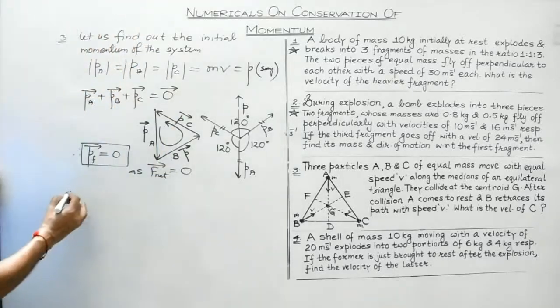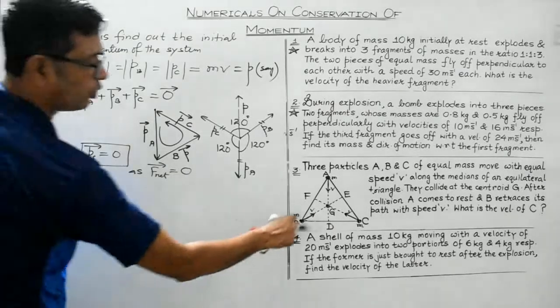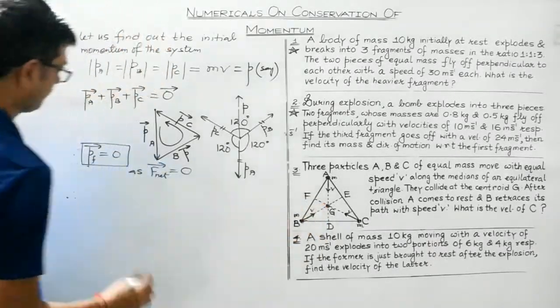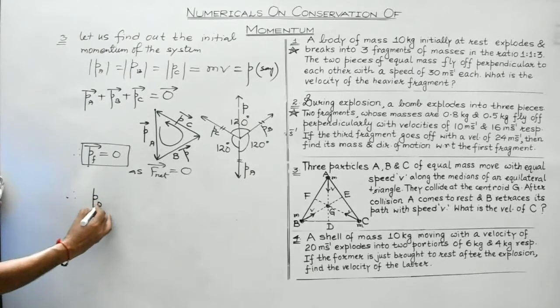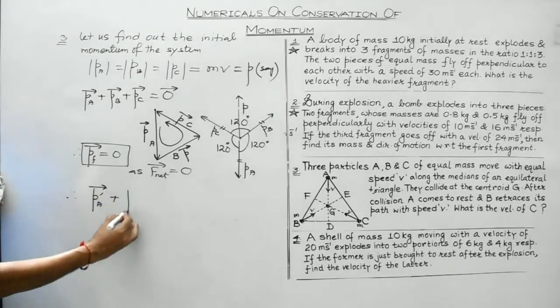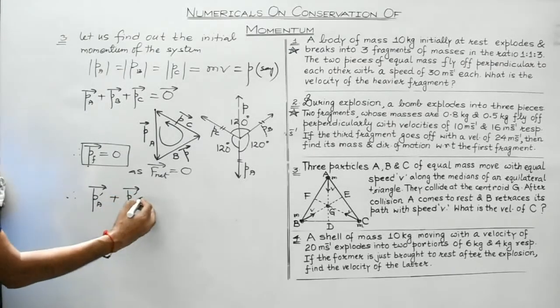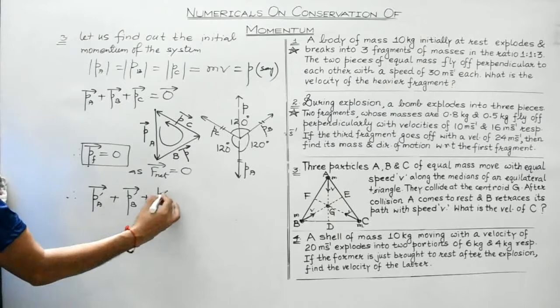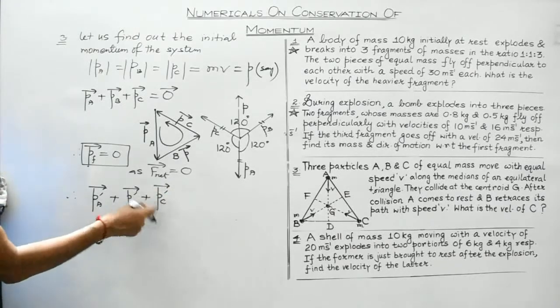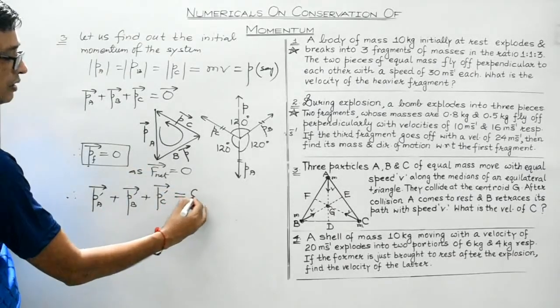Right? Therefore students, final momentum of the three bodies must be 0. Suppose PA dash is the final momentum of body A after collision, PB dash is the final momentum of body B after collision, and PC dash is the final momentum of body C after collision. It must also be 0.